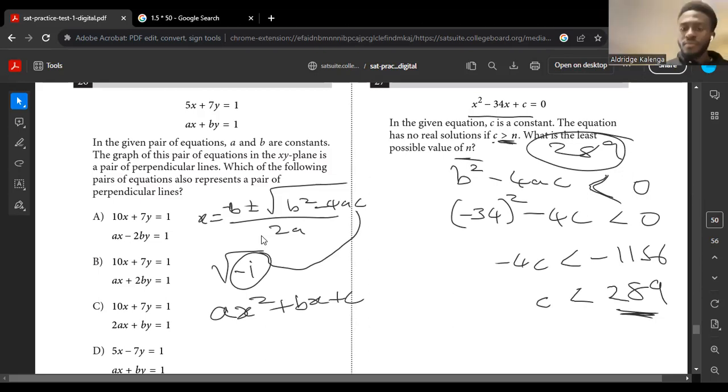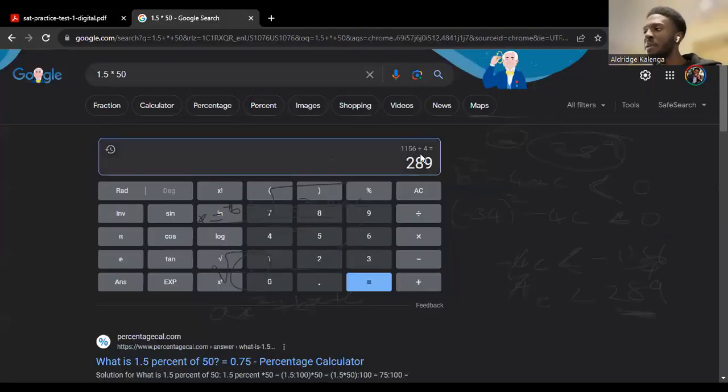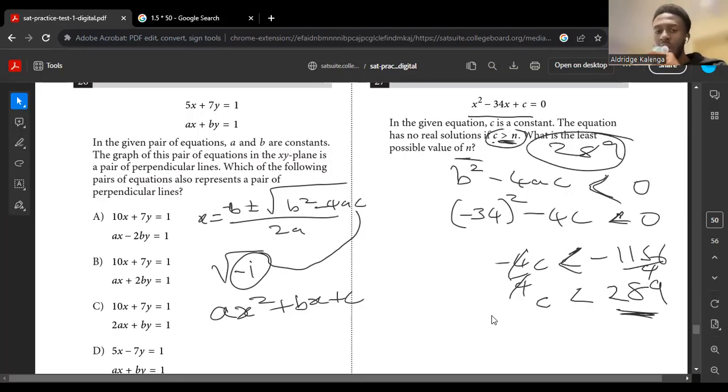Okay, so we're trying to find, they say the equation has no real solution if c is greater than n. So we know that for it to not have any real solutions, it means b squared minus 4ac should be less than 0, should be negative, right? So once we move the 1156 to the other side, I'm just trying to find out what the value of c is. So I divide by 4 on both sides, and this will cancel, and we remain with c. And then when we do 1156 divided by 4, we have 289. So that's where that comes from.